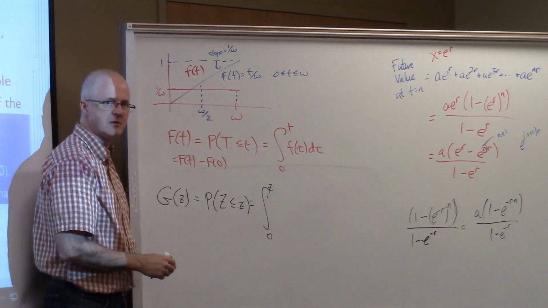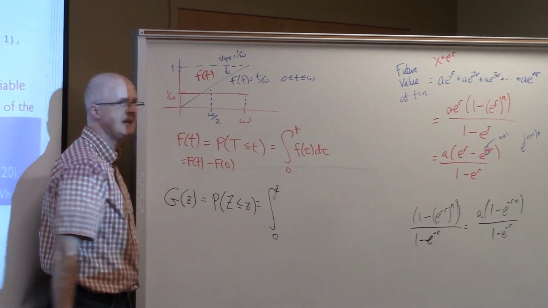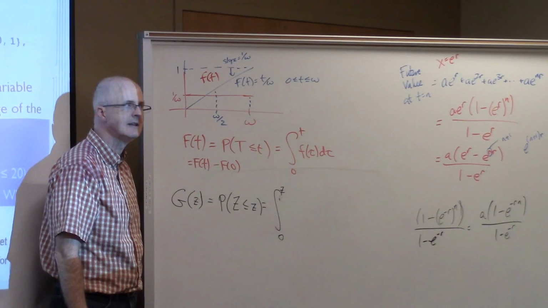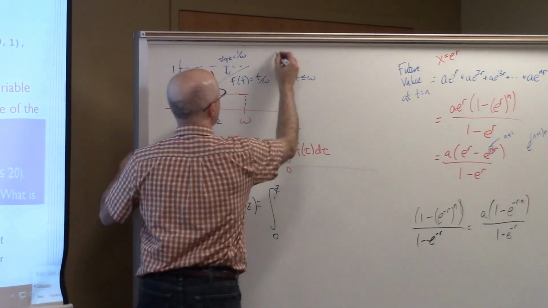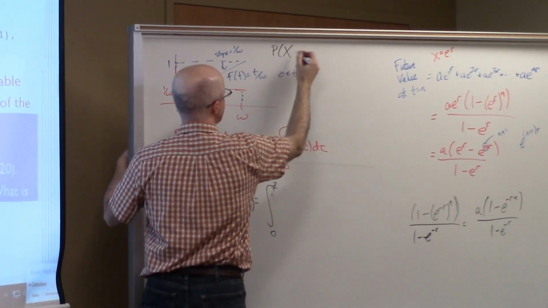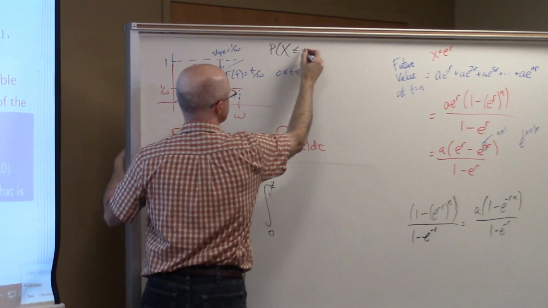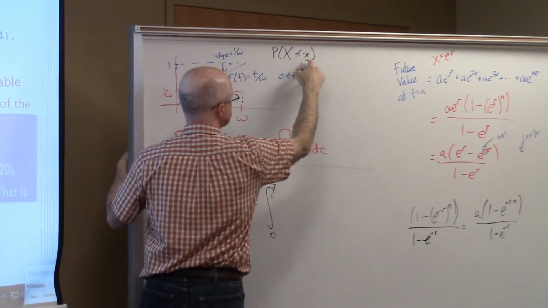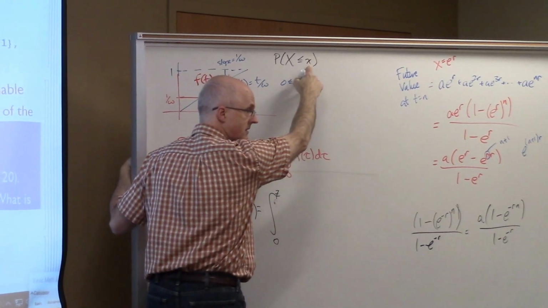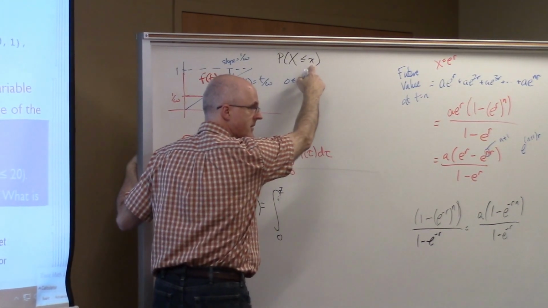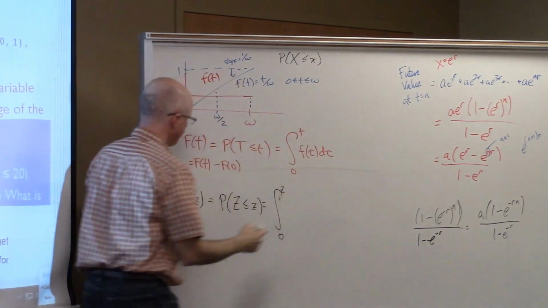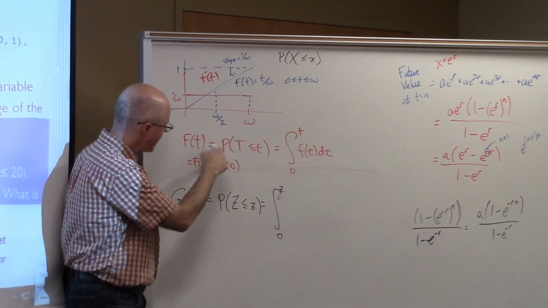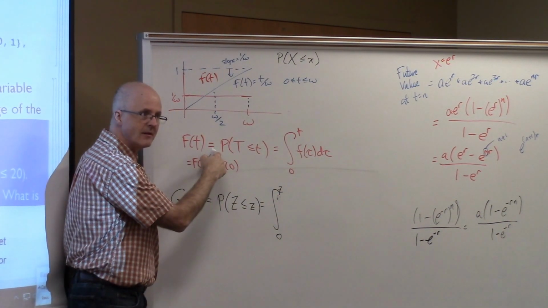For any variable, t, z, x, no matter what you call it, the CDF can always be thought of as a probability that your variable, in general I'll call it x, is less than or equal to some given x. Think of that as your random variable, think of this as a particular number. That's going to be the variable for the CDF itself. That's what I'm doing here. That's analogous to what I did here.